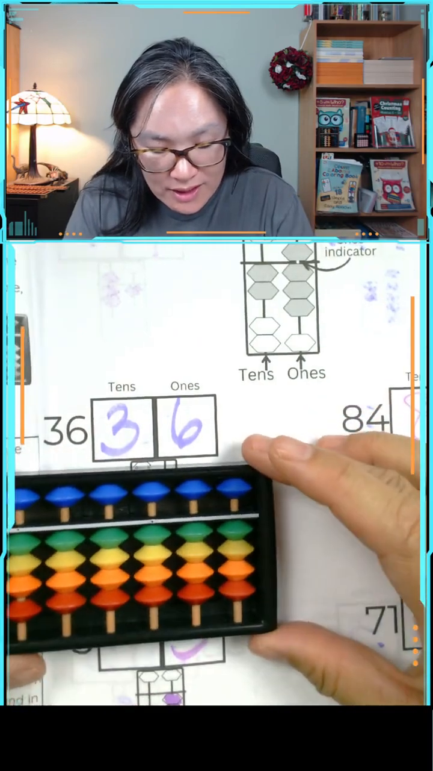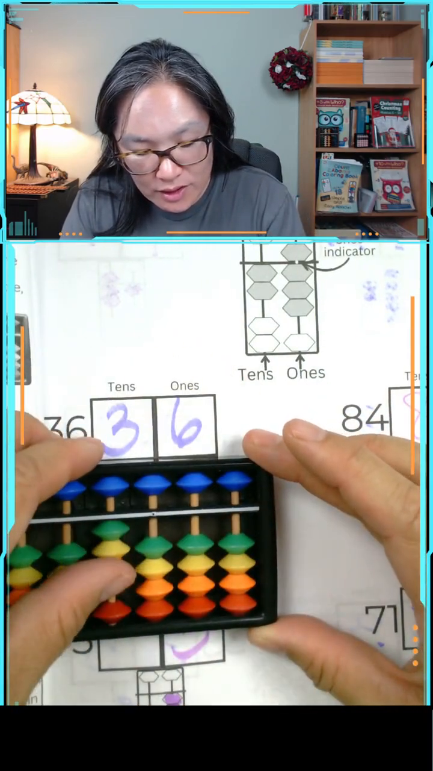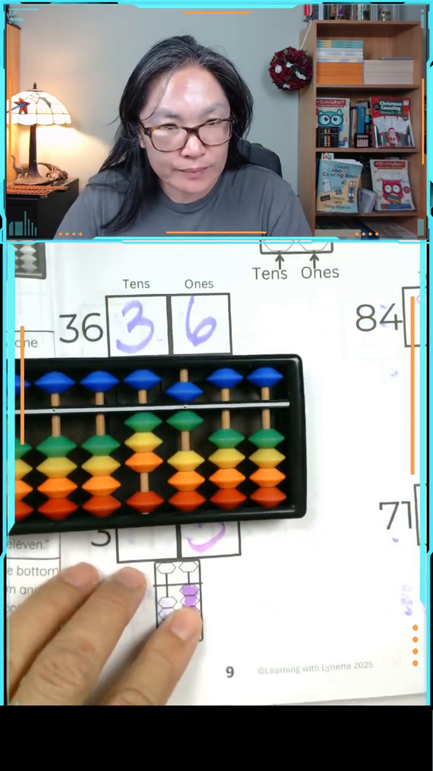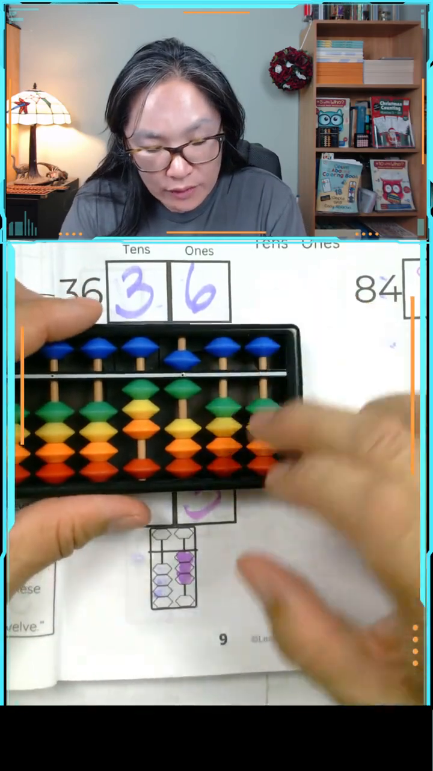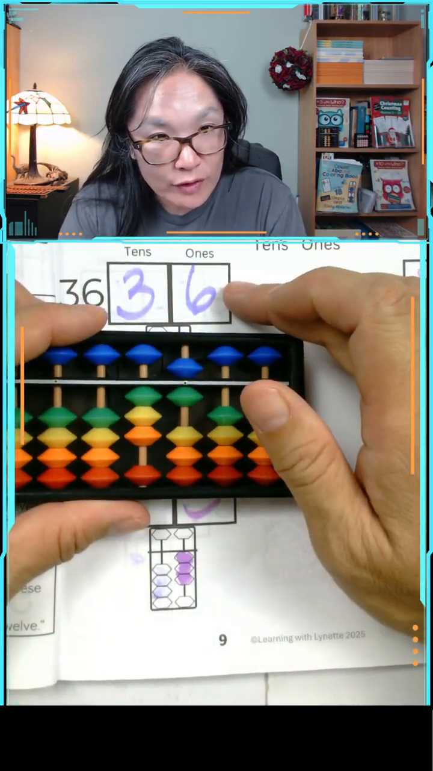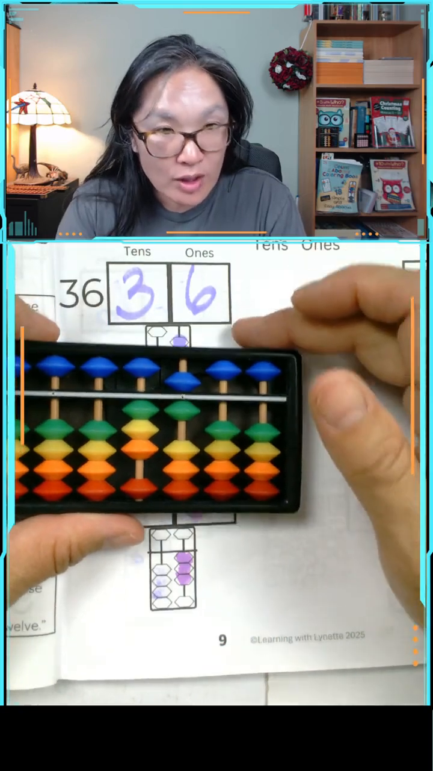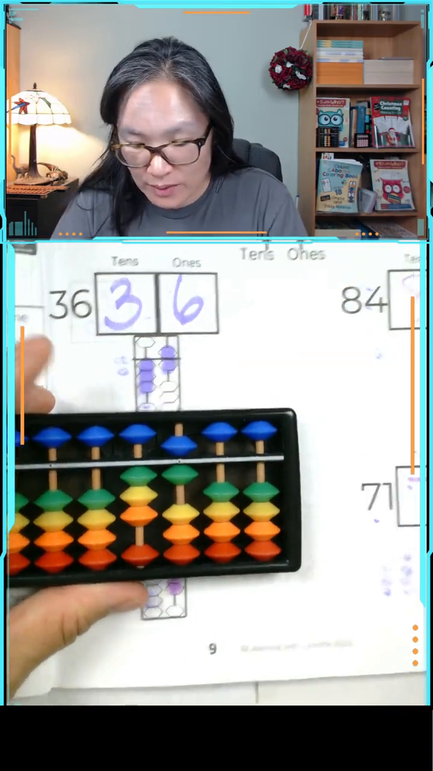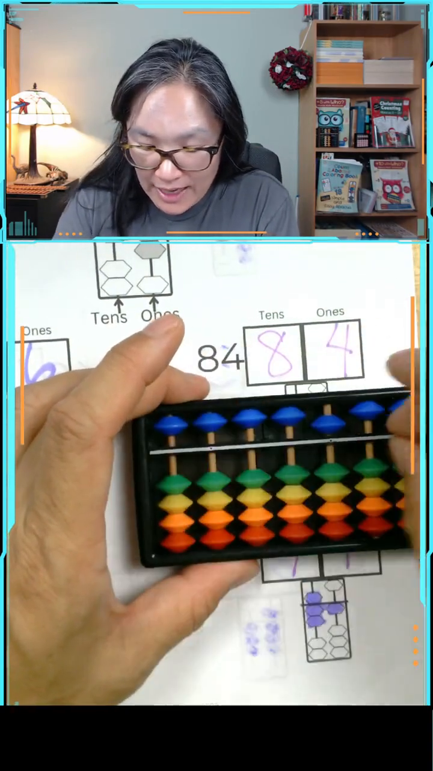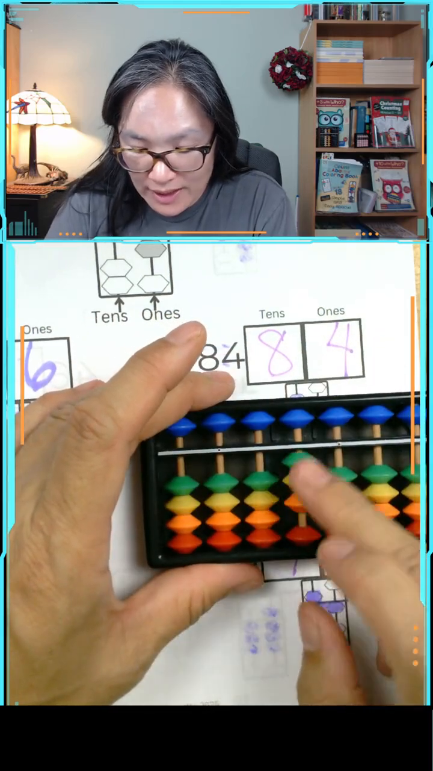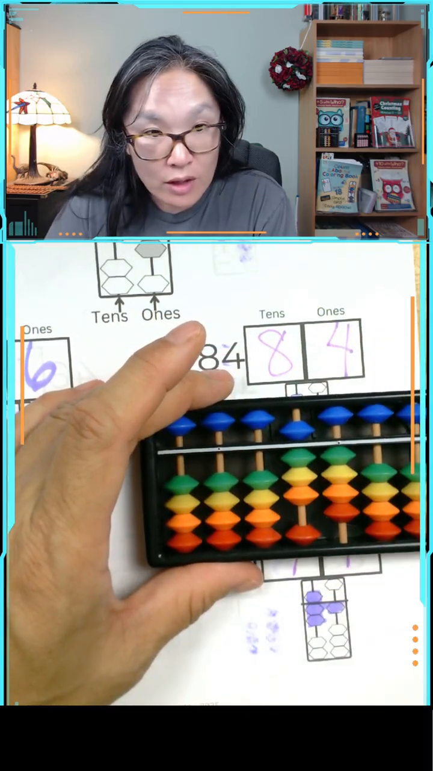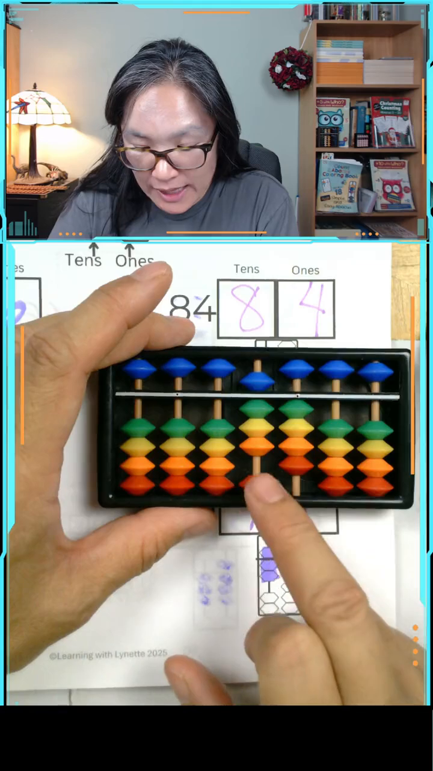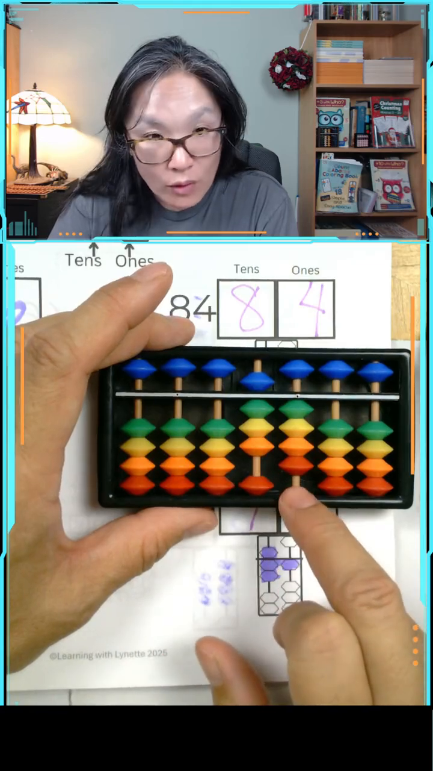So this is 36. So 36 would look like this: 30 and then 6. I'm trying to give you a review of what 36 would look like as a number, and then what it looks like as part of the abacus. And then this one here is 84. Again, we talk about the 80, right? And then we talk about 4. So 84 is in our 10s and our 1s. 8 is our 10s and 4 is our 1s.